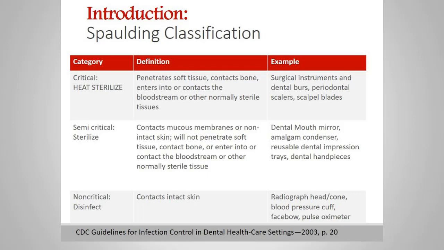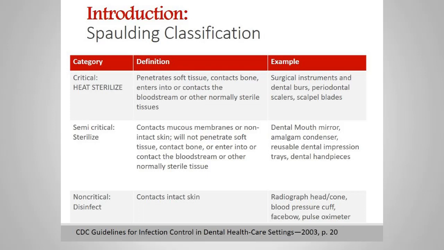For instance, most practitioners use disposable scalpel blades and just throw them away in the sharps container when you are done with a single use. Semi-critical instruments are those that contact mucous membranes or non-intact skin, but they don't penetrate soft tissue, do not contact bone, or enter into the bloodstream at all. Some examples may include dental mouth mirrors, amalgam condensers, reusable impression trays, and handpieces.